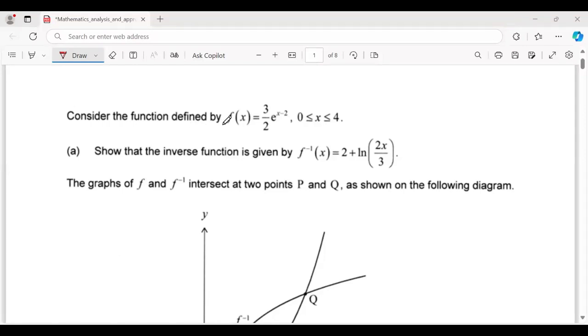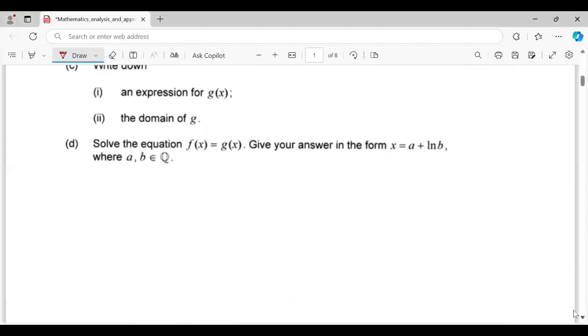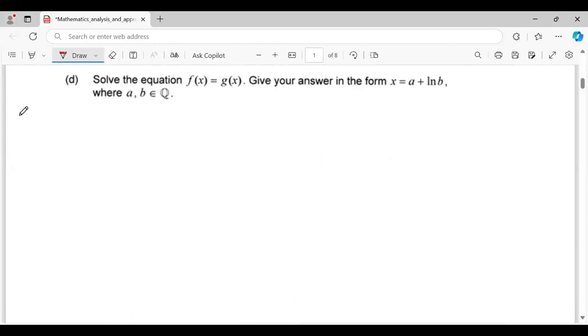Consider the function defined by f(x) equals 3/2 e power x minus 2 with x interval 0 to 4, so that the inverse function is given by f inverse x equals 2 plus ln 2x over 3. I'd like to use my method that f composition with its inverse equals x, and f of f inverse x is x.